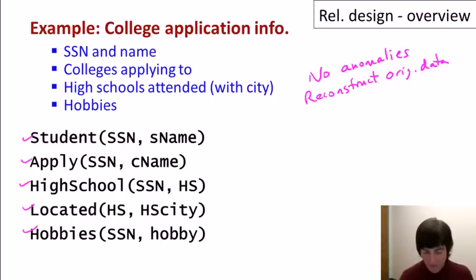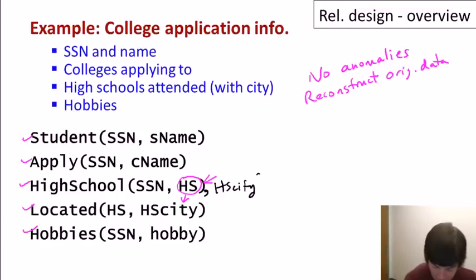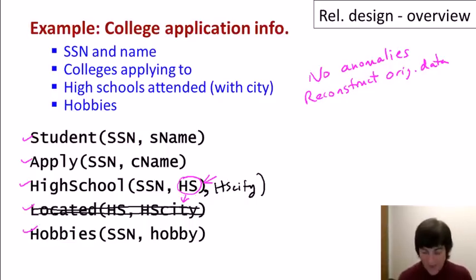Now let me mention a couple of modifications to this design that might occur. Let's suppose, for example, that the high school name alone is not a key. So when we break up the high school name and high school city, we no longer can identify the high school. In that case, the preferred design would be to move the high school city up here. So we'll have that together with the high school name, and then we don't need this relation here. And actually, that's a fine design. It does not introduce any anomalies. That's just based on the fact that we need the name of the high school together with the city to identify it.